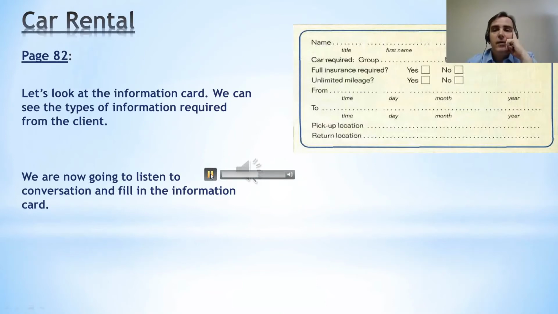And will you be requiring full insurance? Yes. Good. Do you want unlimited mileage, or do you want to pay for each kilometre you travel?